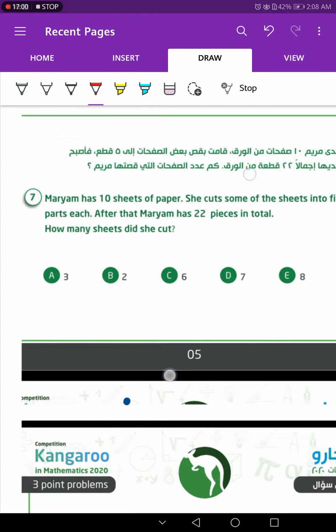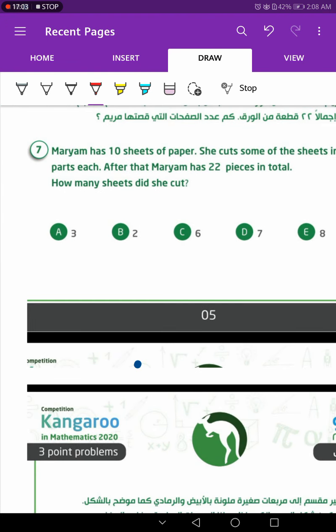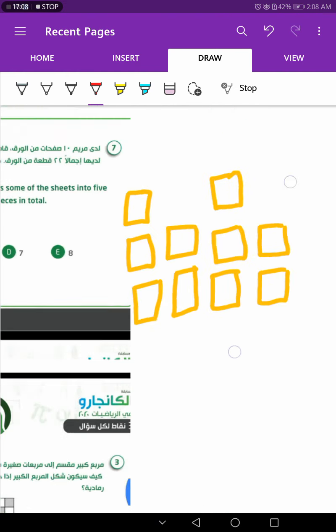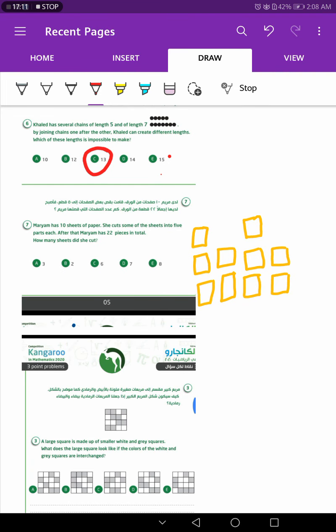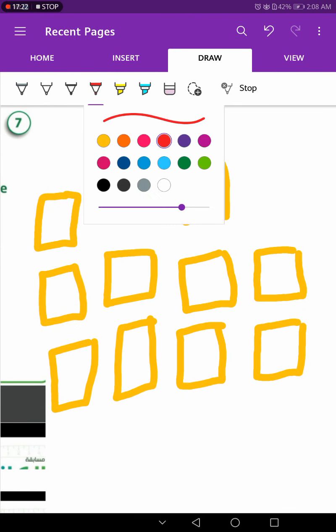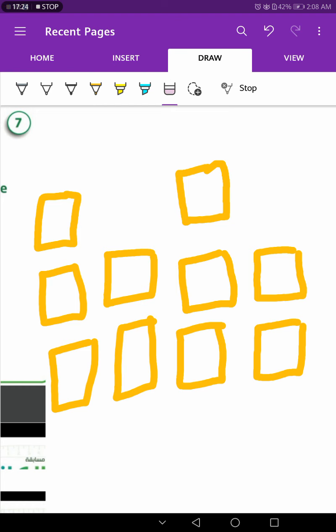Okay, now I have this beautiful question. Maryam has 10 sheets of paper, like this one. She cut some of the sheets into 5 parts. For example, she selects this paper and decides to cut it into 5 parts, like this. So what is the total number of pieces now?